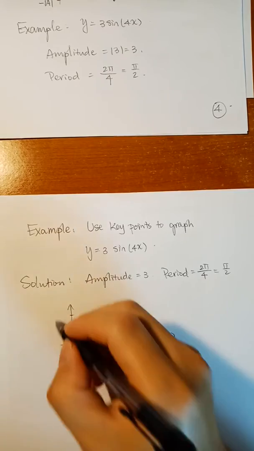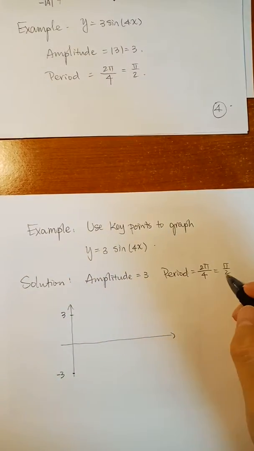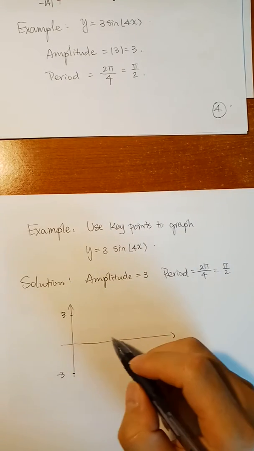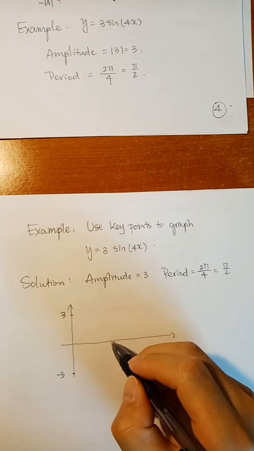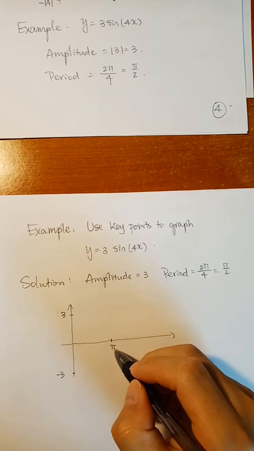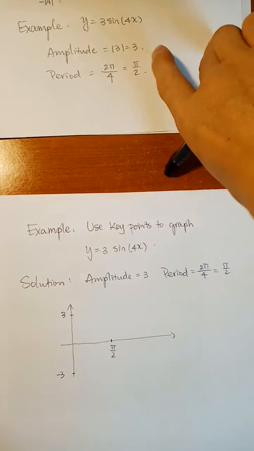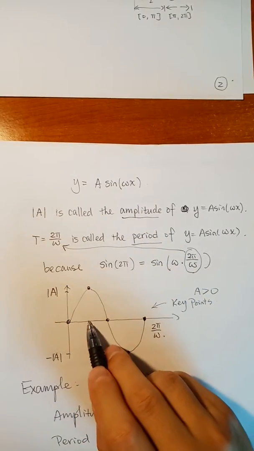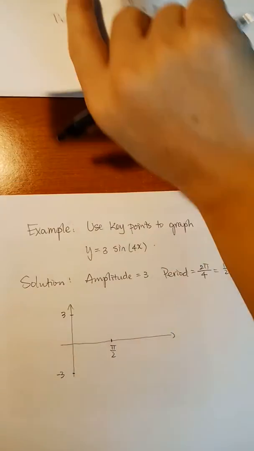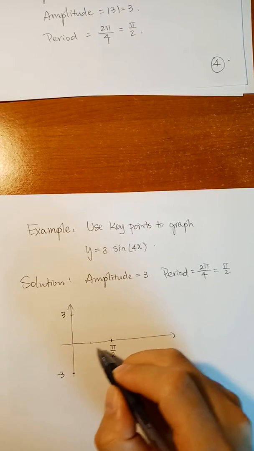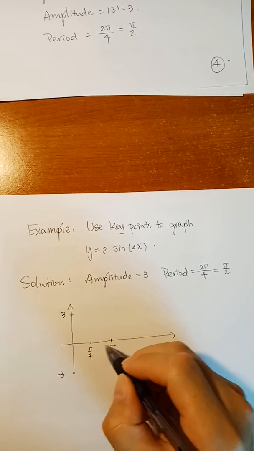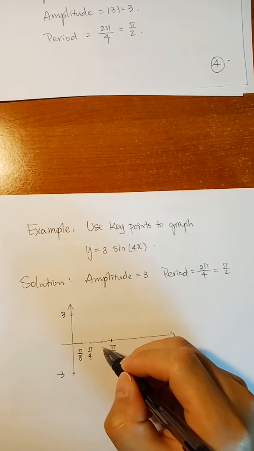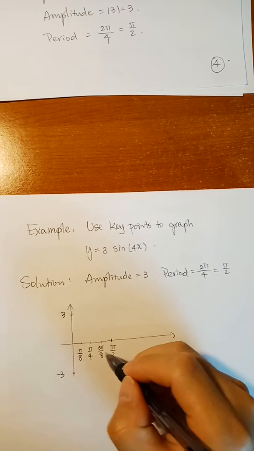So 3 and negative 3. Pi over 2 is 1 period. Let's assume this is pi over 2. We need to divide it once and divide it twice, so we need 4 subintervals. This is pi over 4, half of it, and this is pi over 8. It's 3 pi over 8.